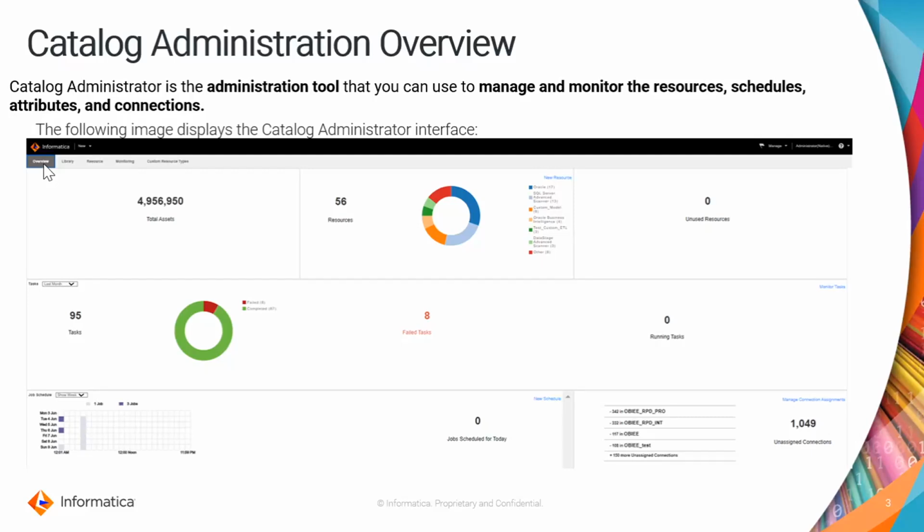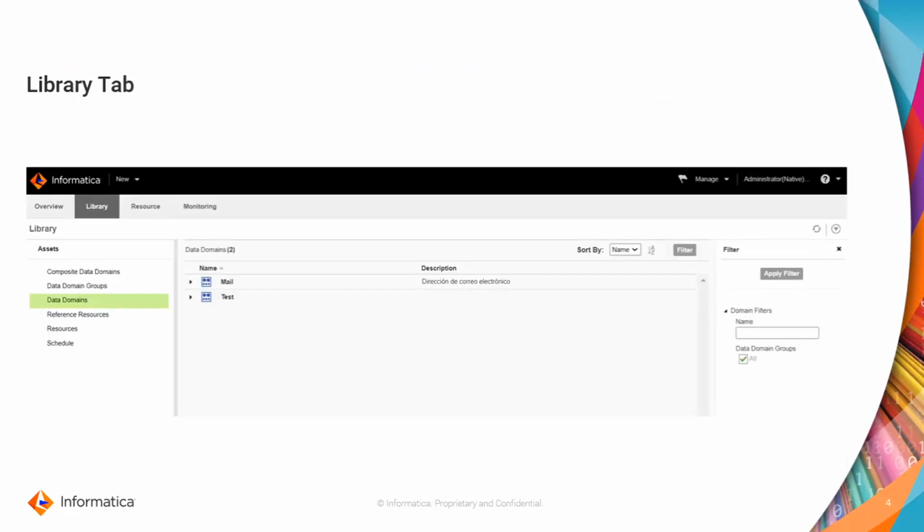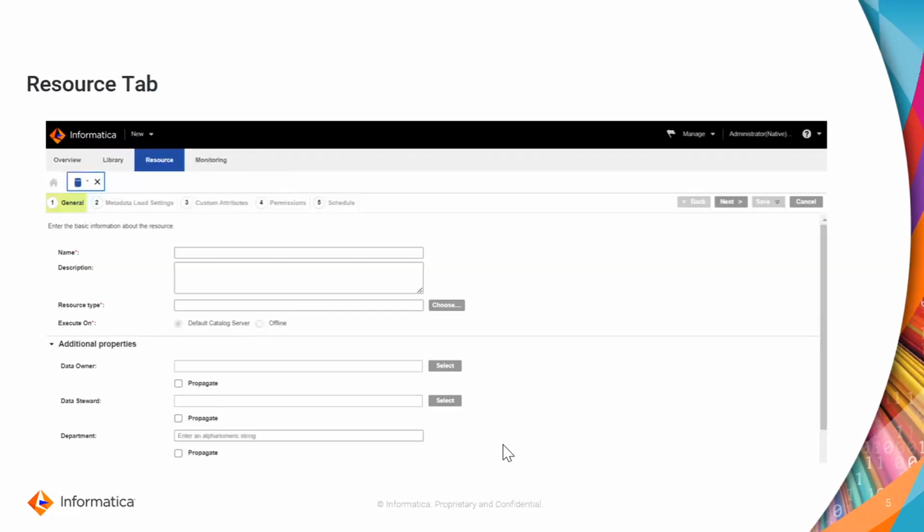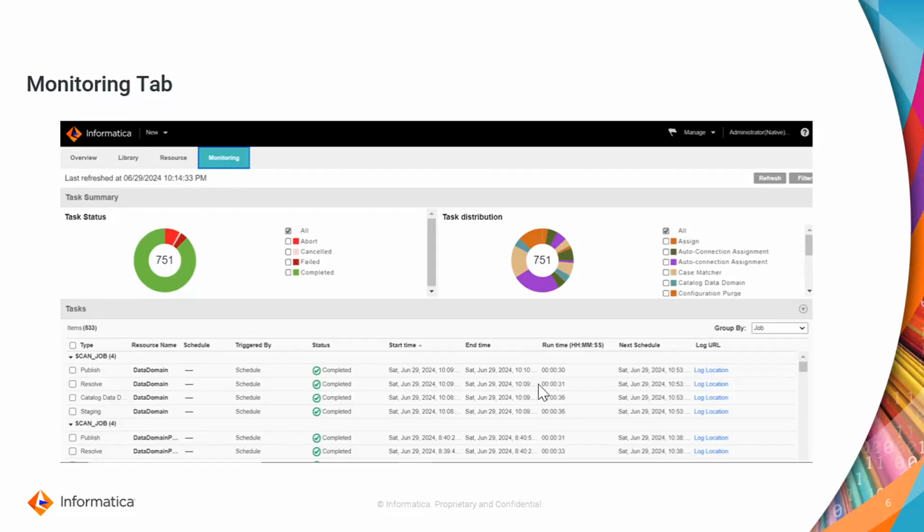Now, next to the Overview tab is the Library tab. The Library tab has the following assets in it: composite data domain groups, data domains, reference resources, resources, and schedules. We'll talk more about it during our demo. Next, we have a Resource tab. By going into the Resource tab, we can set up our scanners. Again, we'll talk more about it during our demo. And then next to the Resource tab, we have the Monitoring tab. Here in the Monitor page, you can monitor all your resources, all your tasks.